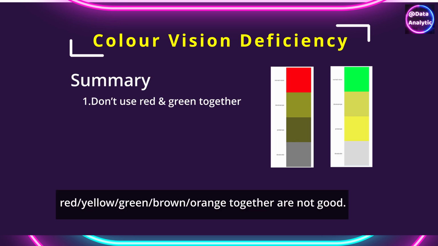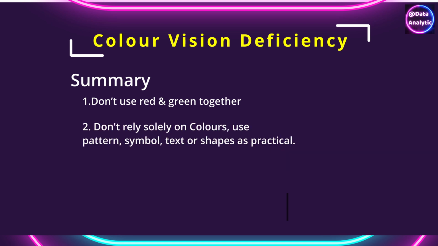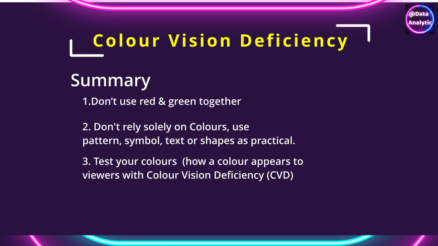So here is a summary. Don't use red and green together. Don't rely solely on colors. You should also use patterns, symbols, text, or shapes wherever practical. Use limited colors. Try to find some color blindness safe colors. There are various resources available on the internet to do so.